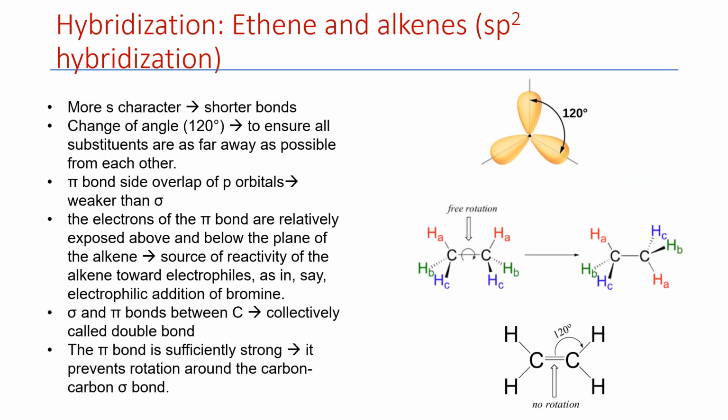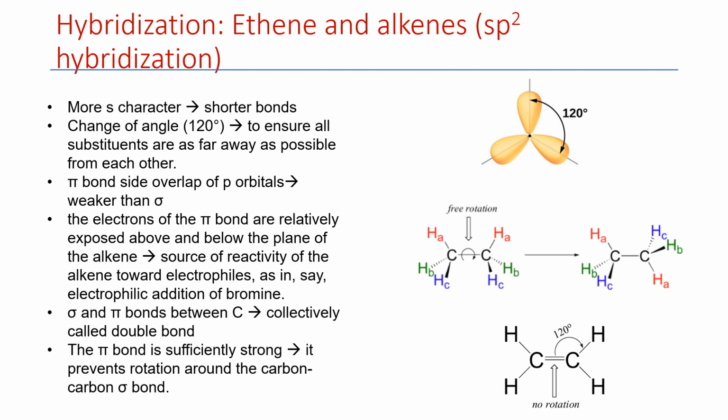Because sp2 orbitals form between one s orbital and two p orbitals, it will have more s character. That means it's going to be a shorter bond. It's closer to the nucleus. So the bond here is going to be shorter.